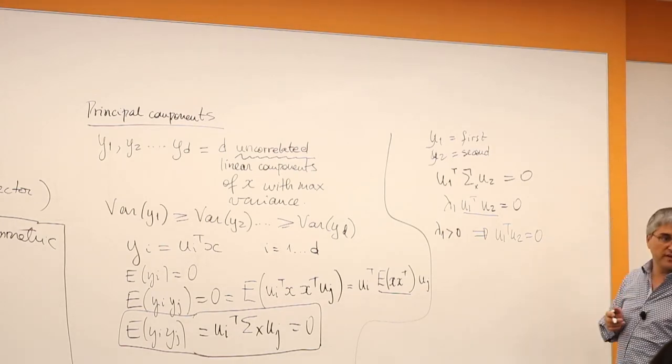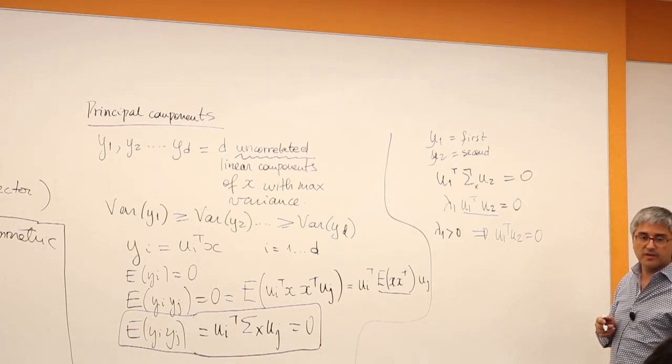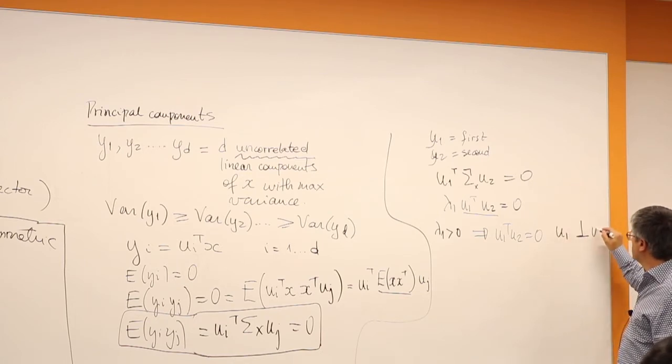So, if the dot product of two vectors is 0, it means that the vectors are perpendicular to each other. Right? So, U1 is perpendicular to U2.